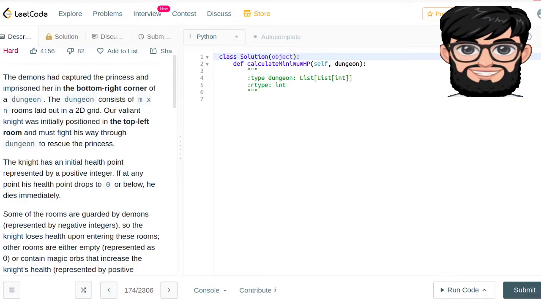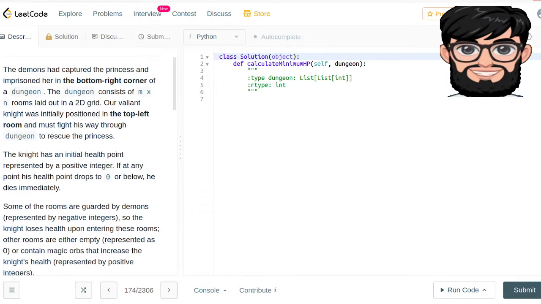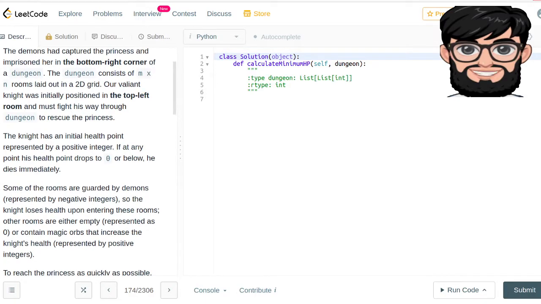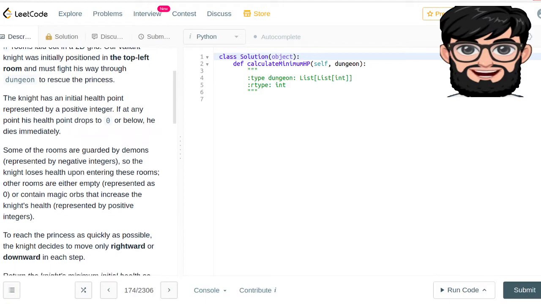Our valiant knight was initially positioned in the top left room and must fight his way through the dungeon to rescue the princess. The knight has an initial health point represented by a positive integer. If at any point his health point drops to zero or below, he dies immediately.